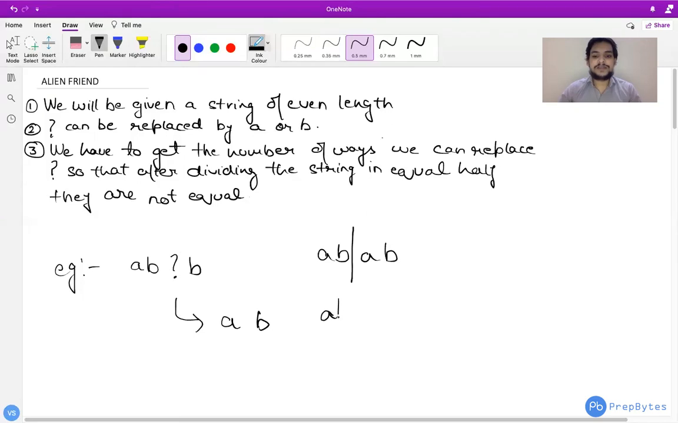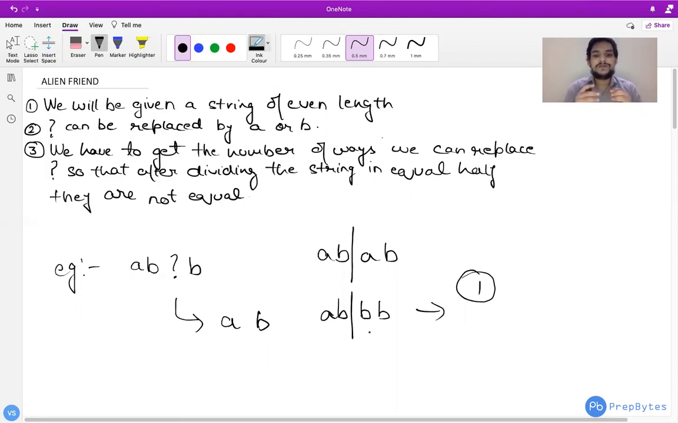Now let's replace the question mark in AB with B. Are these both equal? They are not equal, so we will increment our count by 1. There is only one question mark, so there are only two possibilities, and the answer will always be 1 in this case. The answer will not be 2, because although two strings are generated, only one is counted, since it is not the message from the alien. The one which is the message from the alien will not get counted.